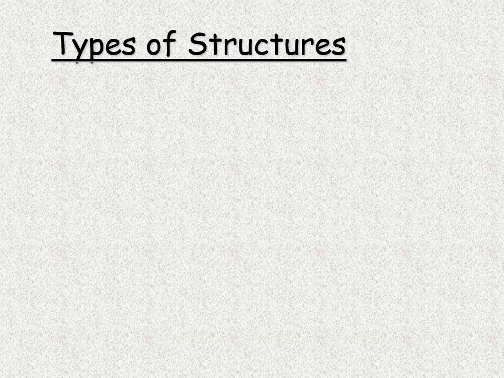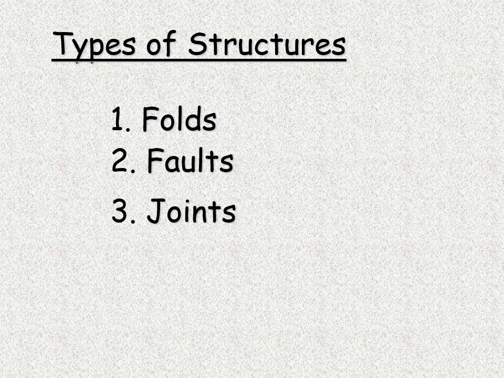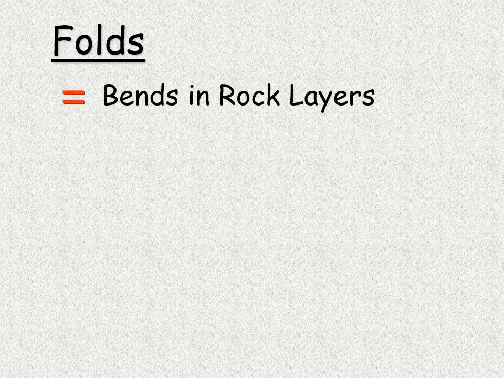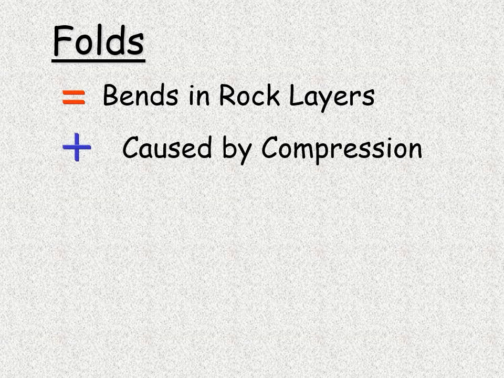Deformation causes different types of features called structures. There are 4 structures that we'll be talking about: folds, faults, joints, and lineations. So let's talk about folds first. Folds are bends in rock layers. They are caused by compression. If you take a piece of paper and push the paper from the edges towards the center, you'll crumple the paper, and those are actually folds. The same thing happens in rocks.